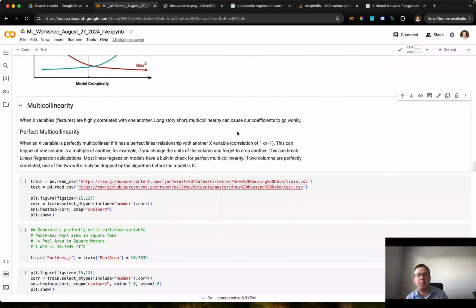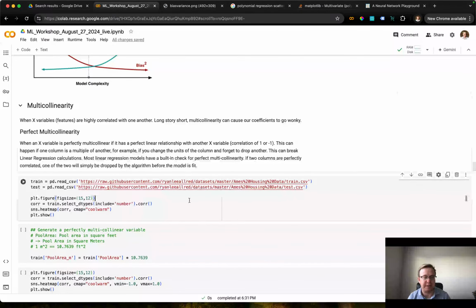There's another problem called perfect multicollinearity, which would be a problem if we were hand rolling our own linear regression, calculating it by hand. An X variable is perfectly multicollinear if it has a perfect linear relationship with another variable, if it has a correlation of 1 or -1. This usually happens by accident when you are doing some feature engineering, when you're making new X variables that you think will better demonstrate the signal in the model, right? So one example is if I change the units of one column and add a new column.